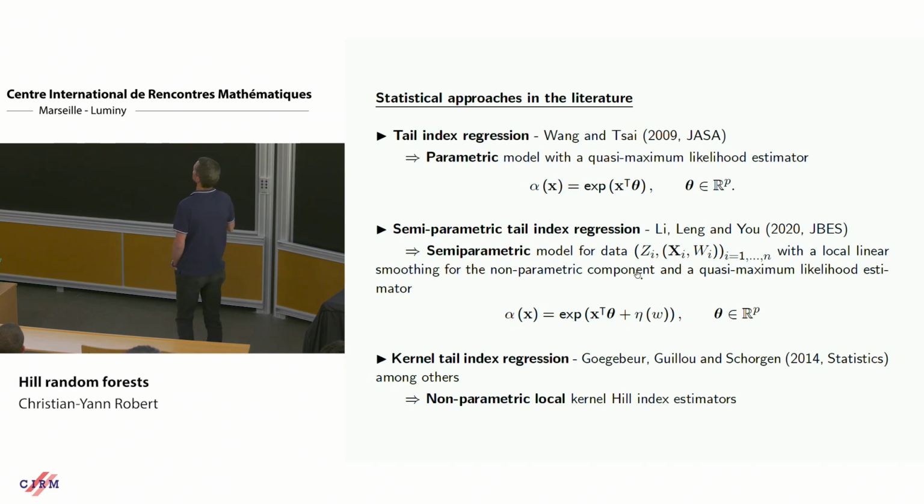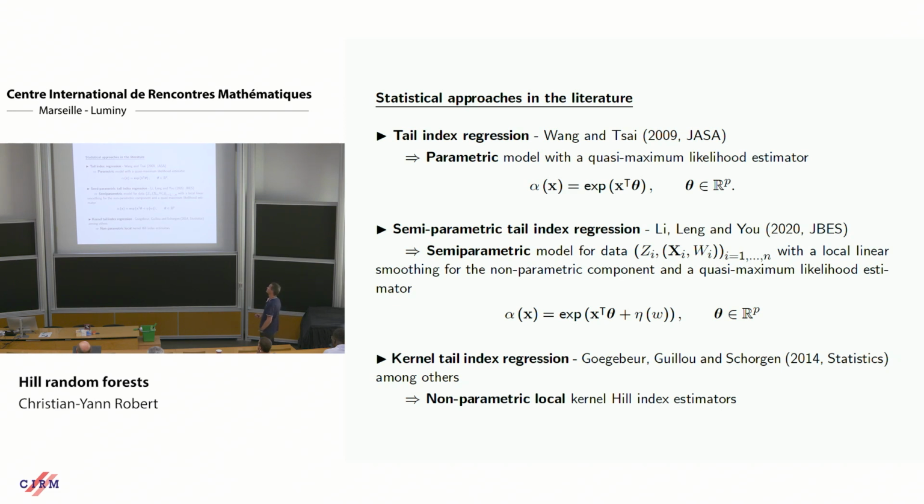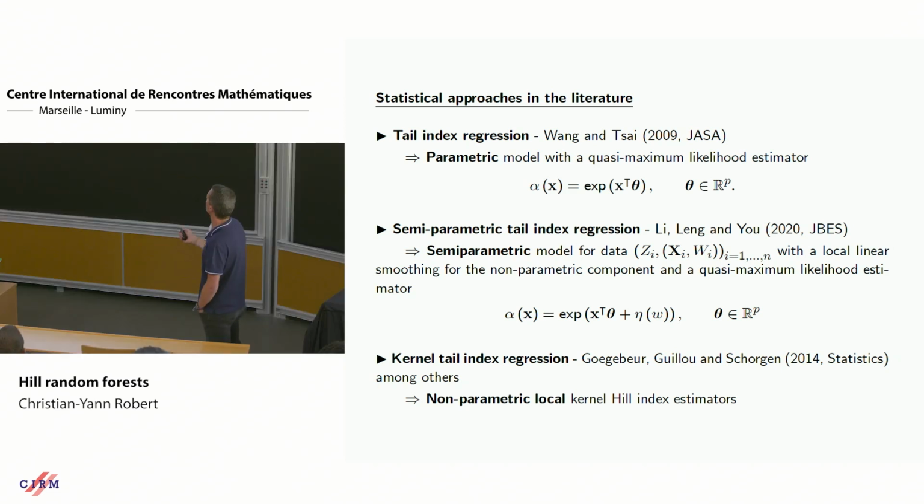In the statistical literature, there exist, of course, different approaches. First, a parametric approach, where it is assumed that alpha of x is equal to an exponential of a linear combination of the covariates. So you have to estimate a parameter of dimension p. Here it's not so difficult because the size of the parameter is finite, and you can use, let's say, a quasi-maximum likelihood estimator, just by keeping only the largest observations and estimating the value of theta by using the assumption that you have a Pareto distribution.